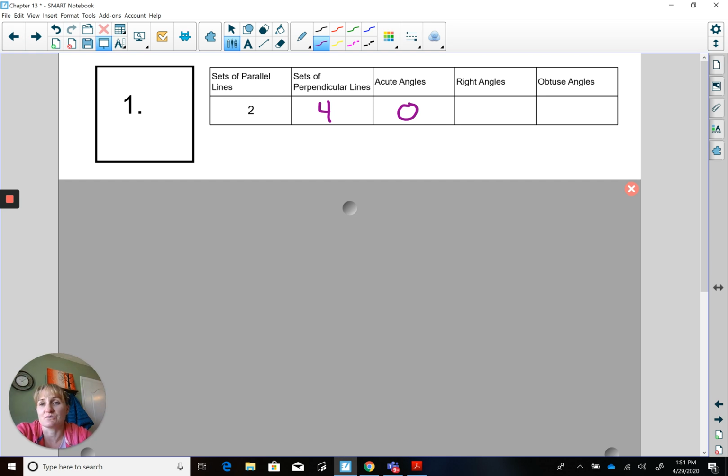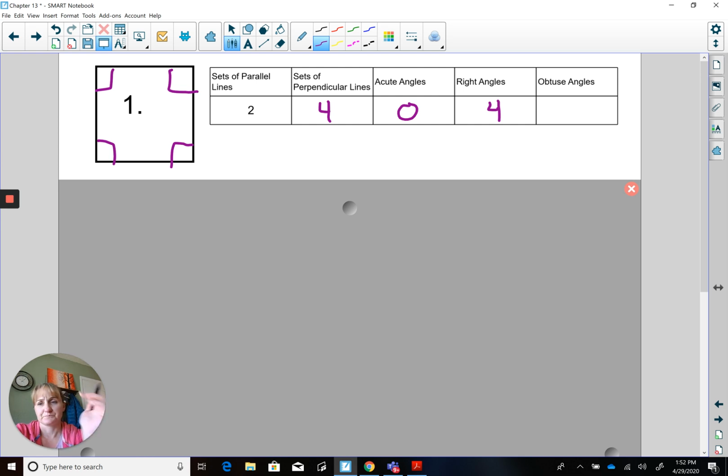Okay, right angles. Do we see any right angles? Now, I kind of gave this away. If you have perpendicular lines that intersect perfectly, you also make a right angle in the corner where they intersect. So when we did that before, I was making those boxes on purpose. Sorry, they're not exactly perfect, but each one of those makes a perfect right angle. So how many did we draw? 4. Bam.